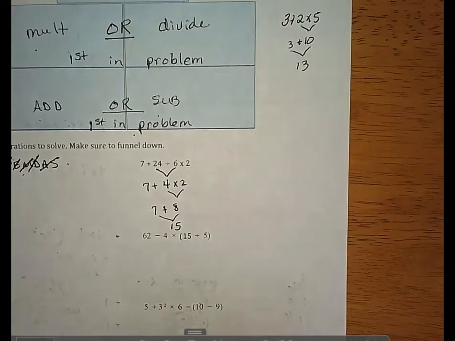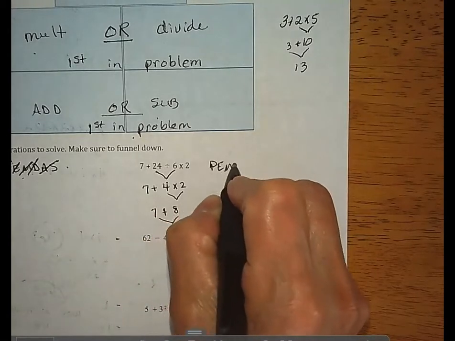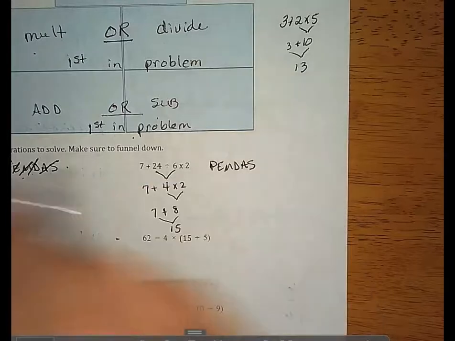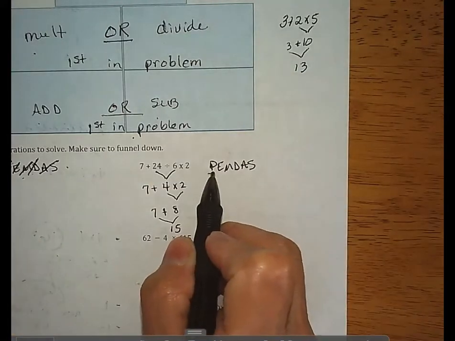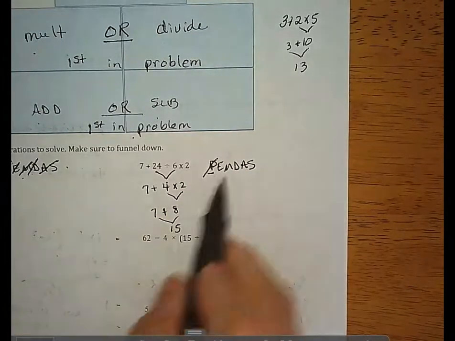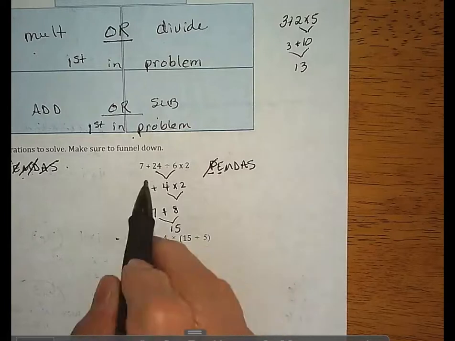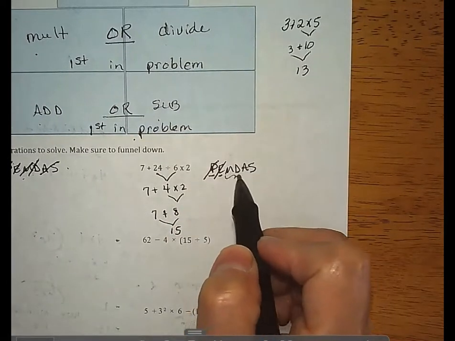Okay, let's look at this next example. Again, I'm going to write my PEMDAS next to it, so I remind myself which operations to use. First we look at the P for parentheses. There are no parentheses in this problem, so we can pass that one by. Then we look at the E for exponents. No exponents in this problem. Pass that one by. Now we're to multiply and divide.